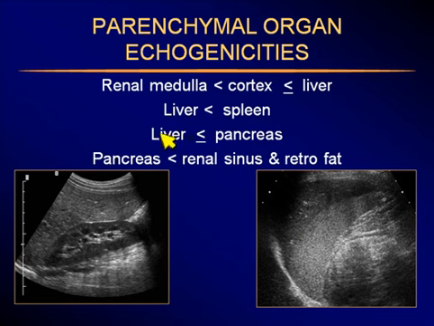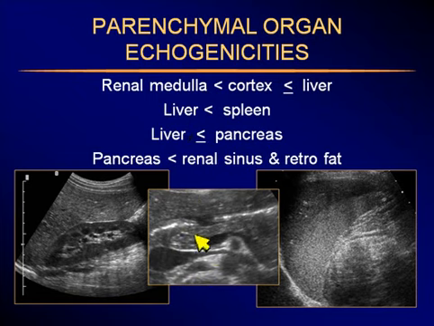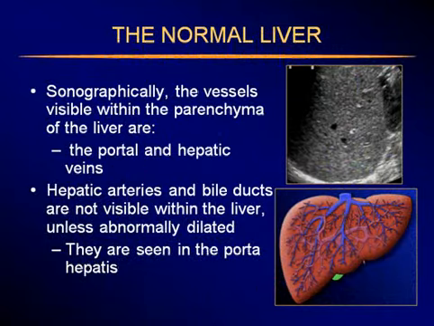Now, the liver is also less echogenic or equal in echogenicity to the pancreas. Pancreas usually more echogenic, but they can be equal, especially in younger people. So here is pancreas, and here's the left lobe of the liver, and they're fairly equal. When we compare echogenicities, we should be comparing at a similar depth of the beam.